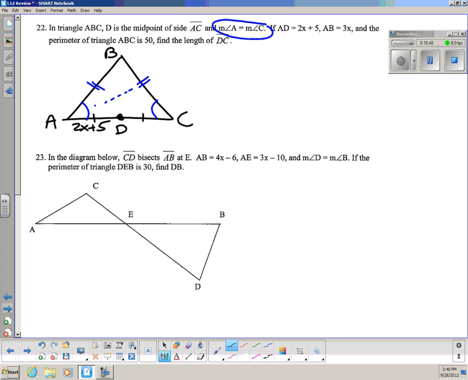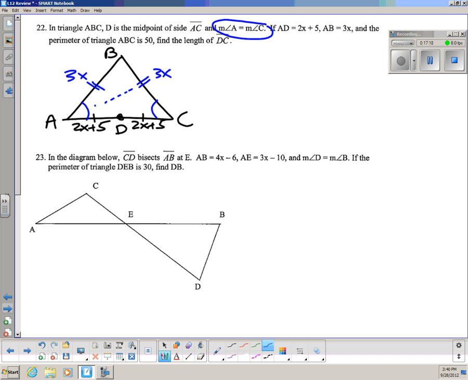But if AD is 2x plus 5 and D is the midpoint of AC, then DC is also 2x plus 5. That's why sometimes it's easier to take one piece of information and just see what you can make. Then AB is 3x. So if AB is 3x, and we just said AB and BC were congruent, then BC is also 3x. Now we know the perimeter of the triangle is 50. That means if I add up all the sides of the triangle, I would get 50. And I want to find the length of DC.